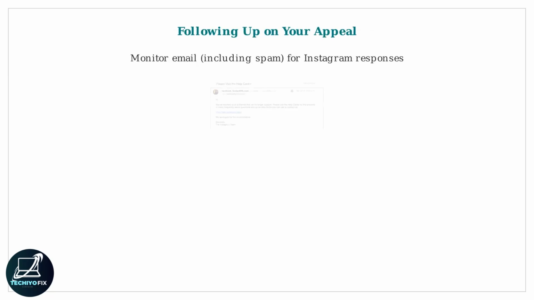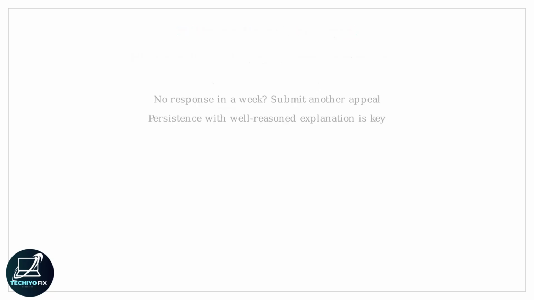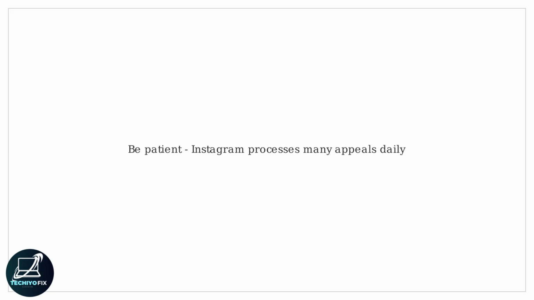After submitting the appeal, monitor your email, including spam folders, for responses from Instagram. If you don't hear back within a week, consider submitting another appeal. Persistence, coupled with a well-reasoned explanation, is key to potentially recovering your disabled account. Remember to be patient, as Instagram processes numerous appeals daily.